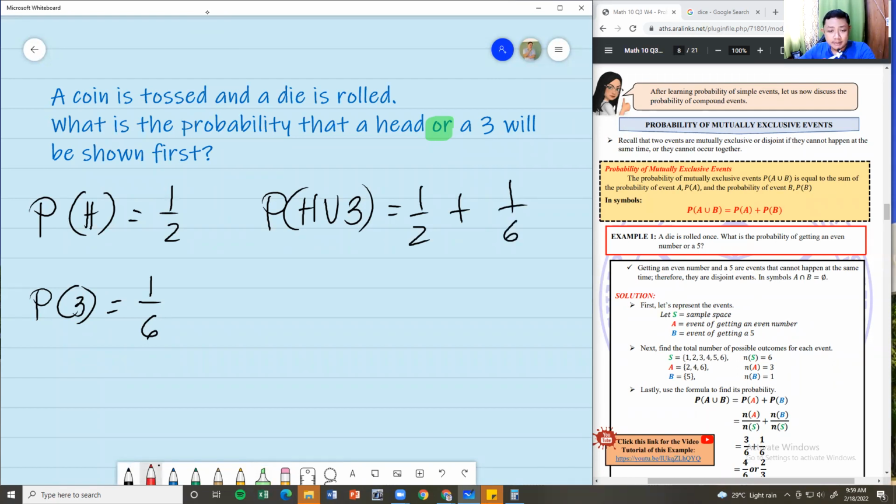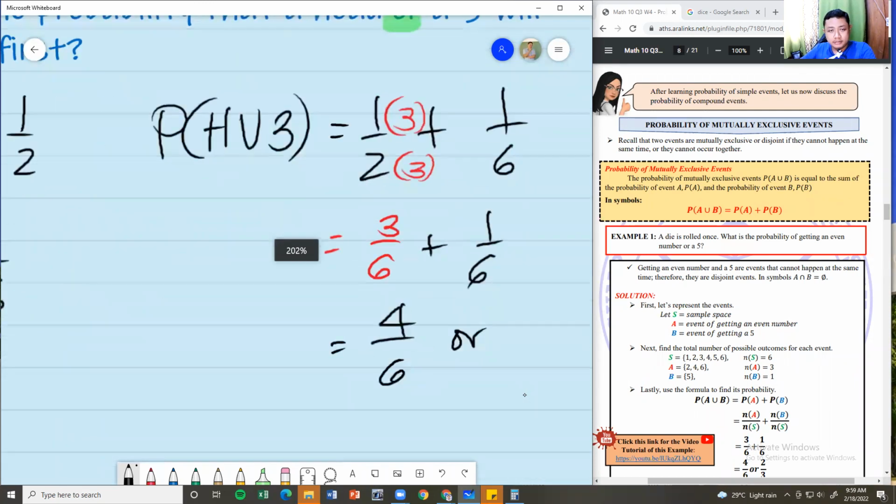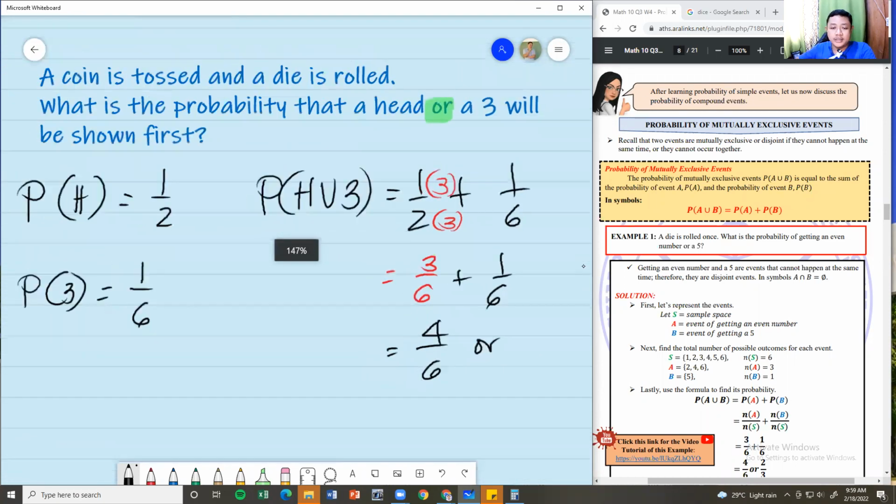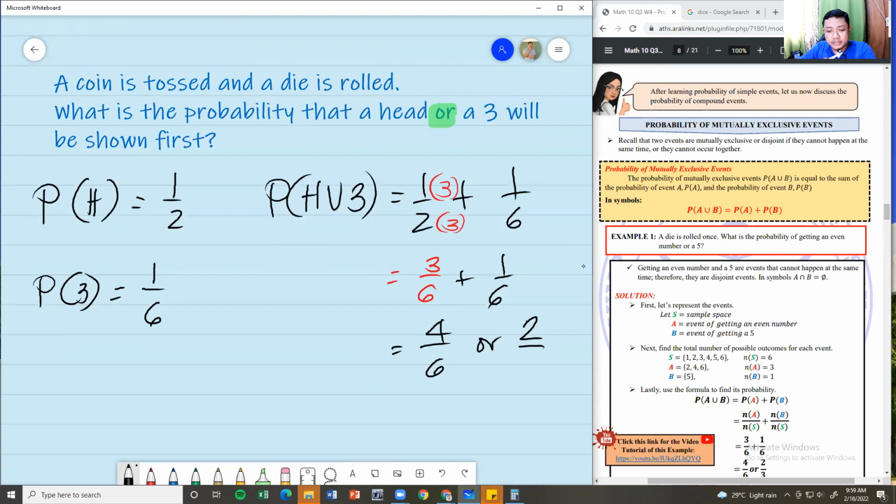Okay. And so, just like what we did, this time they are dissimilar fractions. So better multiply this by 3 and by 3 to make them similar. So we will have here 3/6 plus 1/6. When we add them, that's 4/6, or what's the answer? 2/3. Very good. So there's a 2/3 chance that either a head or a 3 will be shown first. Okay? Show me a reaction if that's clear to you.